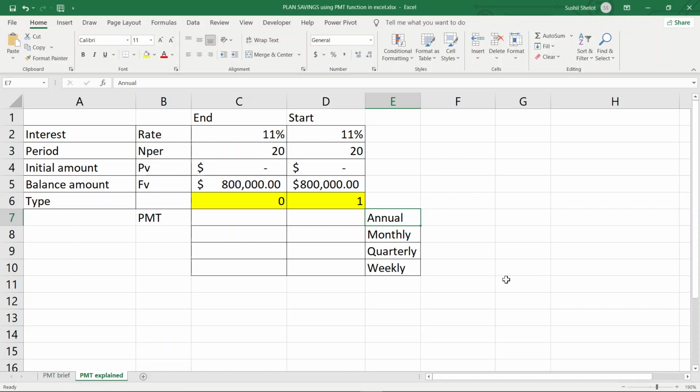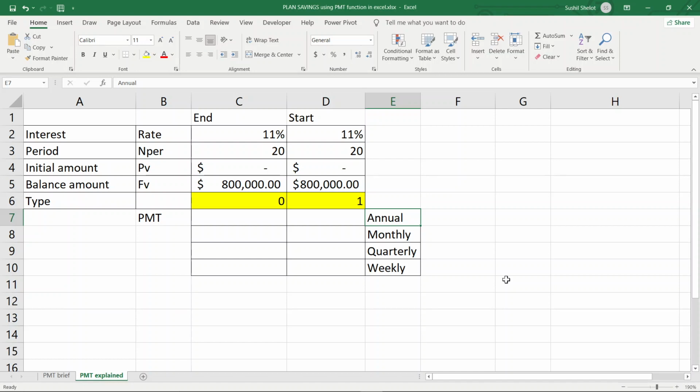So we start from 0, and the last thing of our interest is the amount we require after the period of n number of years or n number of weeks or whatever it is. And last thing, as I explained, the type.